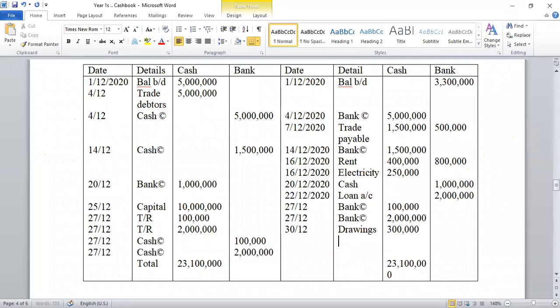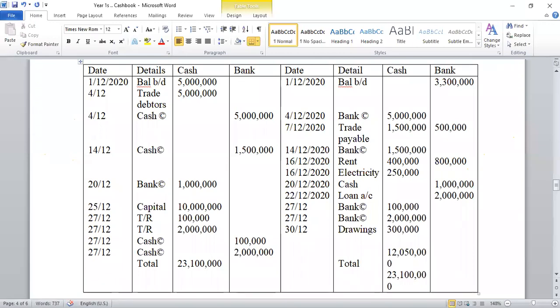So I ask myself, what should I add on the credit side so that I have a total of 23? So you just get the difference between what you have on the credit. Like I already told you, I had 11 million. I don't know what you have. Okay, the difference between 23.1 and 11.05 is 12 million. So the 12 million is my balancing figure. 12 million 050. That's my balancing figure.